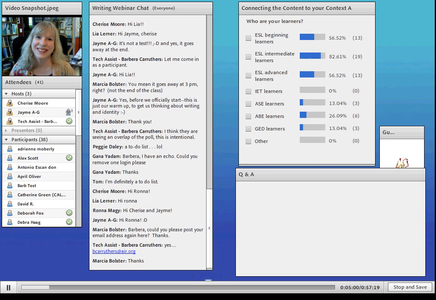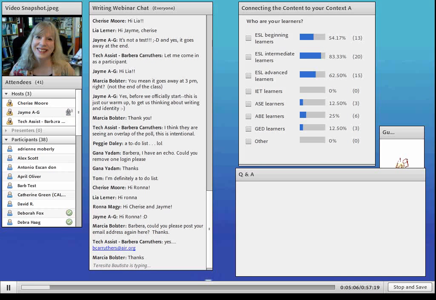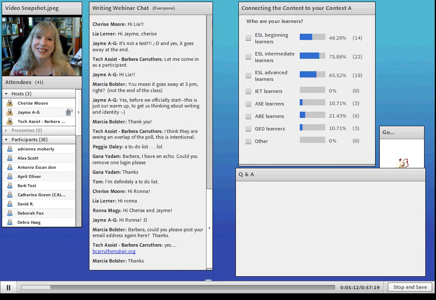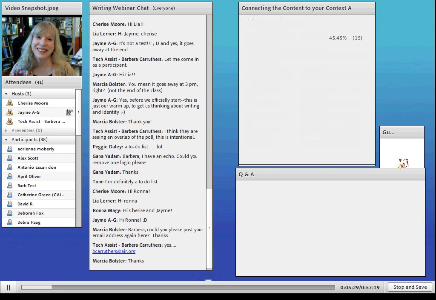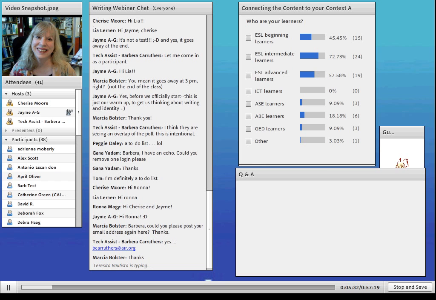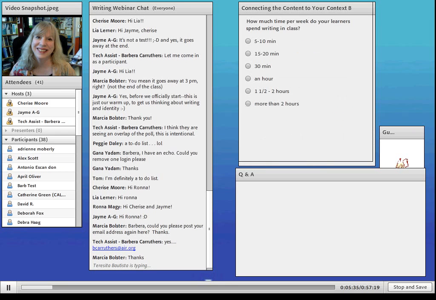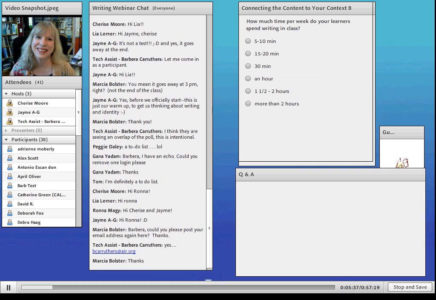Okay, so let's see what we look like. The majority of us today are teachers of intermediate students, but it's getting neck and neck now. We've got advanced, and we have ASC and ABE, as well as a healthy component of ESL beginning learners in our midst. Time change. Okay. So let's look at the next connecting that I would like to do. How much time per week do your learners spend writing in class, would you say?